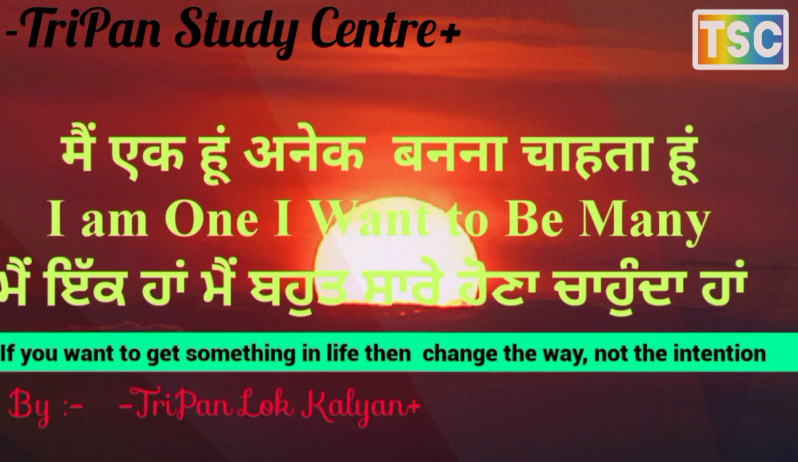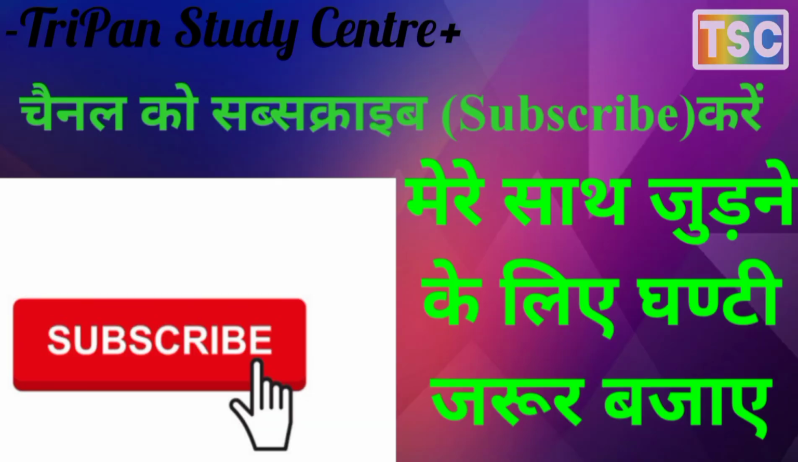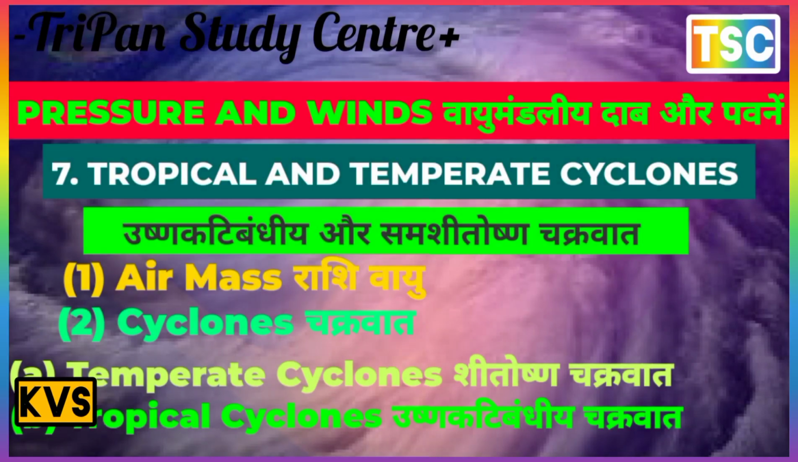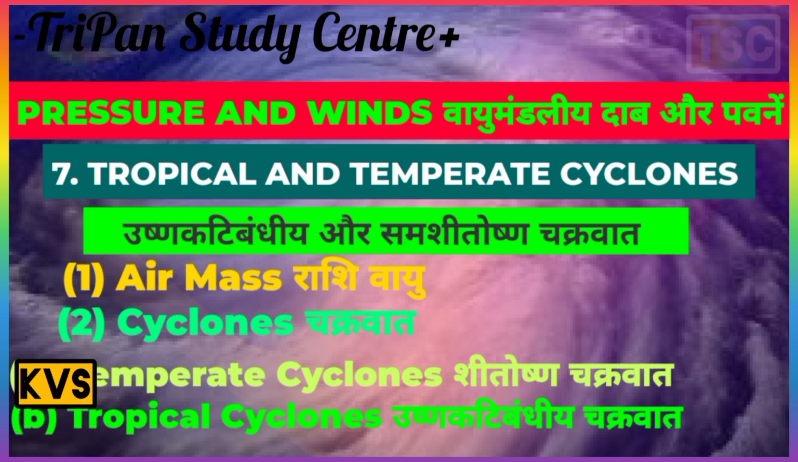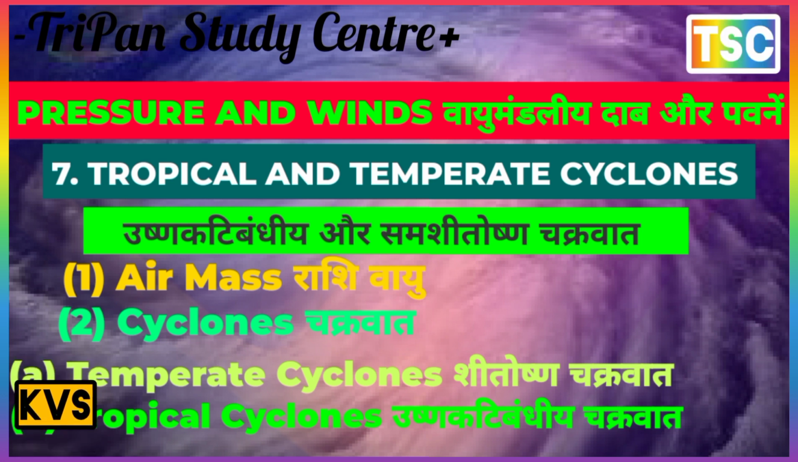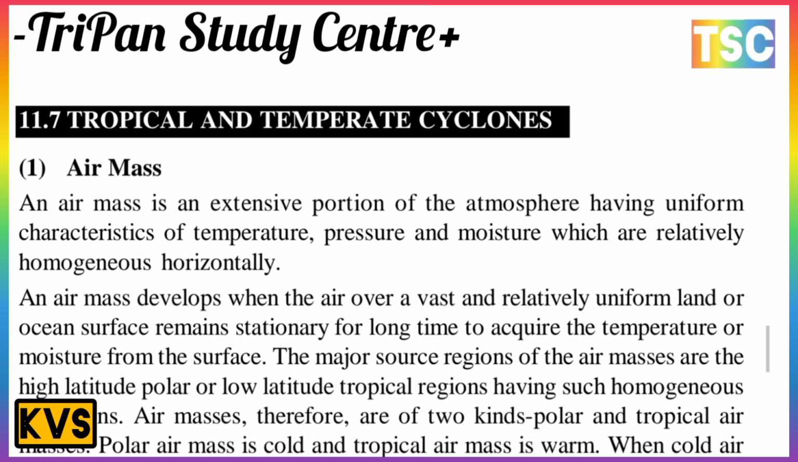Today we are going to see the chapter of geography, and what is our topic today? Tropical and temperate cyclone. This is a most important topic here. What do we mean by tropical and temperate cyclone? The first important point here is the air mass.